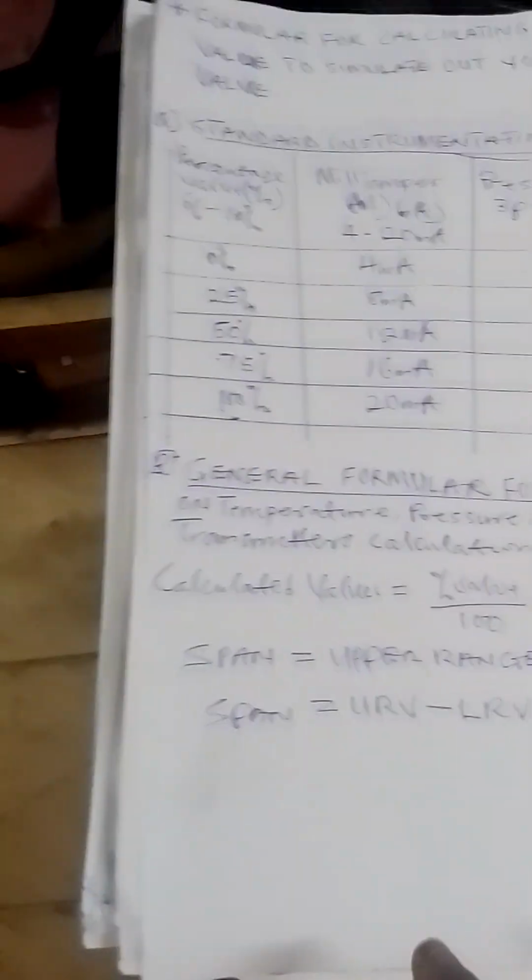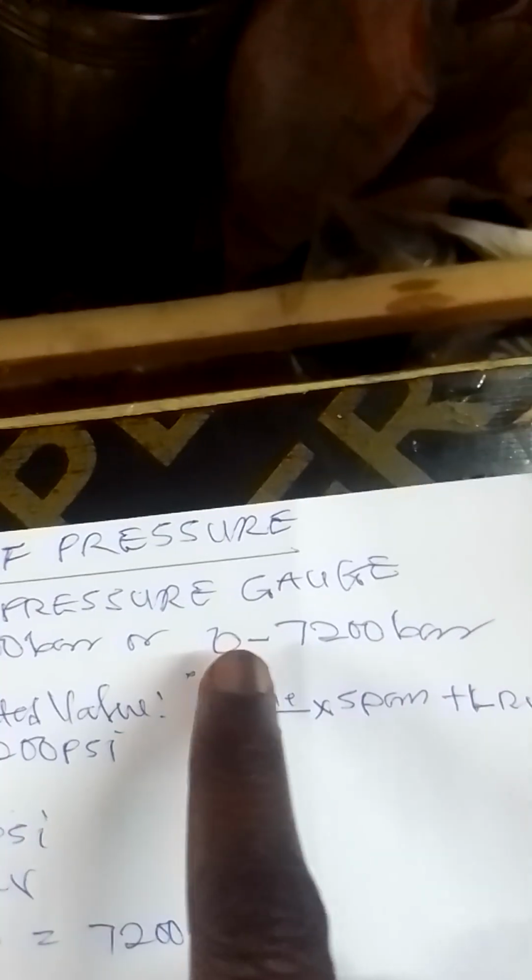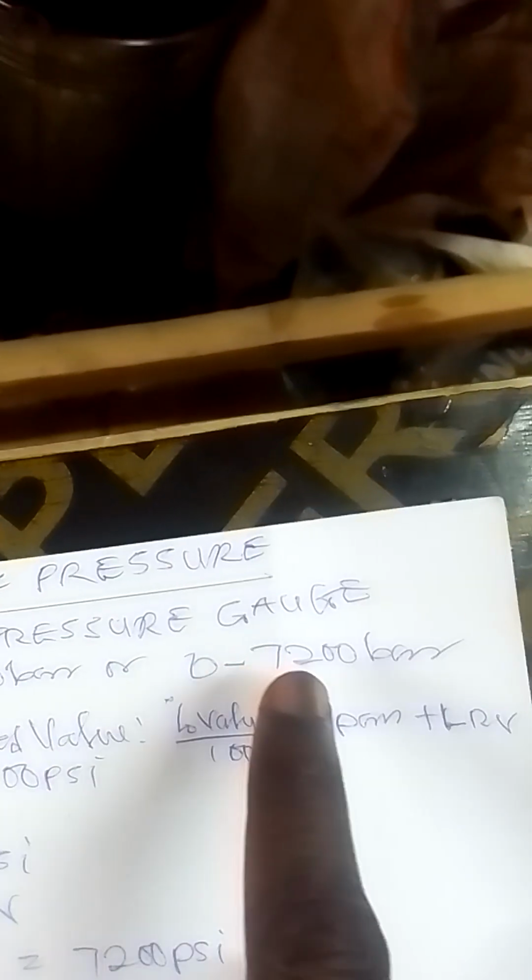Now this range you are seeing, we will still come to the calculation. This range you are seeing here, 0 to 7,200 bar. If I want to use that particular value to test my sensor, because every sensor has a range. As you can see from that transmitter, the transmitter has a range. Every sensor has a range. So this range here, this is the range.